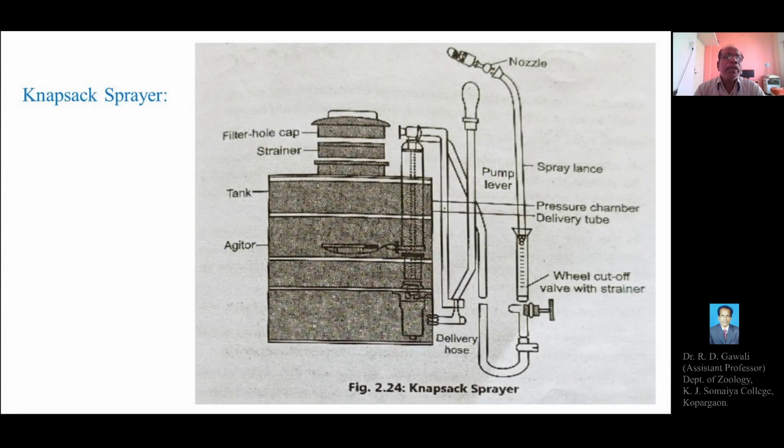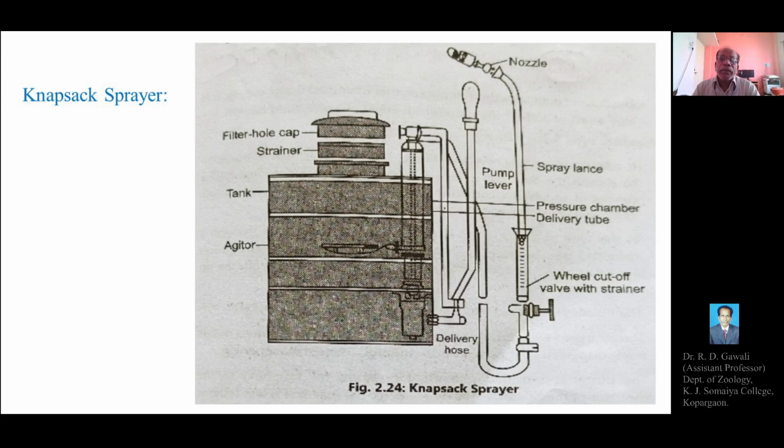So this is the image of the knapsack sprayer, having a tank with a capacity of 15 to 16 liters of liquid or insecticidal solution. Inside the tank we can see the agitator, which is connected with the compressor pump. This equipment has a compressor pump, or a pressure pump, which is fitted inside the sprayer tank. Above the sprayer tank there is an opening with a strainer and also a lid.